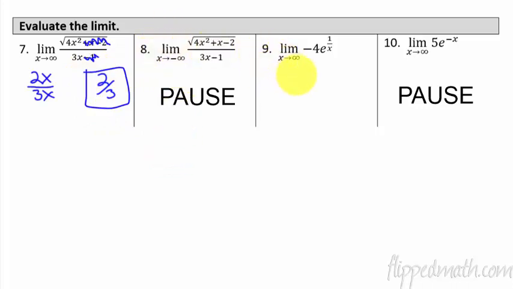All right, let's skip 8 because you're going to do that one on your own. Number 9. We're approaching infinity, so what does that mean? Let's just focus on this fraction right here. For 1 over x, if you have 1 over infinity, so x is approaching infinity, this is going to get really, really close to 0. So in other words, we have negative 4e raised to something really, really close to 0. It's approaching 0. What's e to the 0? That is negative 4 times 1. Anything raised to the 0 is 1. So the answer is negative 4.